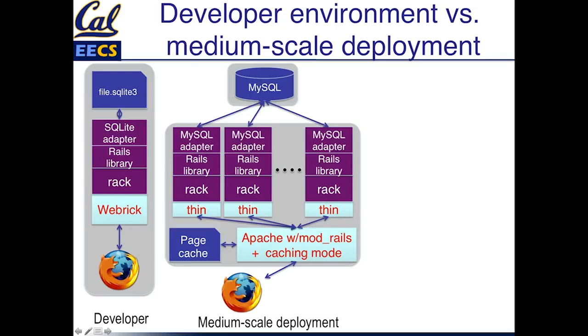When you move out into a production environment, typically you'll see something like this, where you really have multiple copies of the entire stack. You'll see that we've replaced WEBrick with Thin, which is a production quality, very fast, very lean front-end presentation tier. We have many copies, so to speak, of the application stack that includes the presentation layer and our application code.